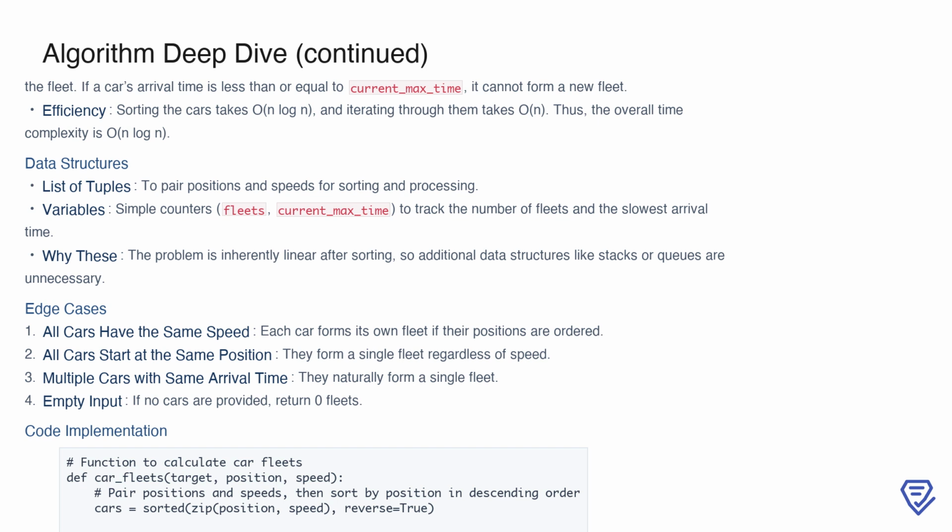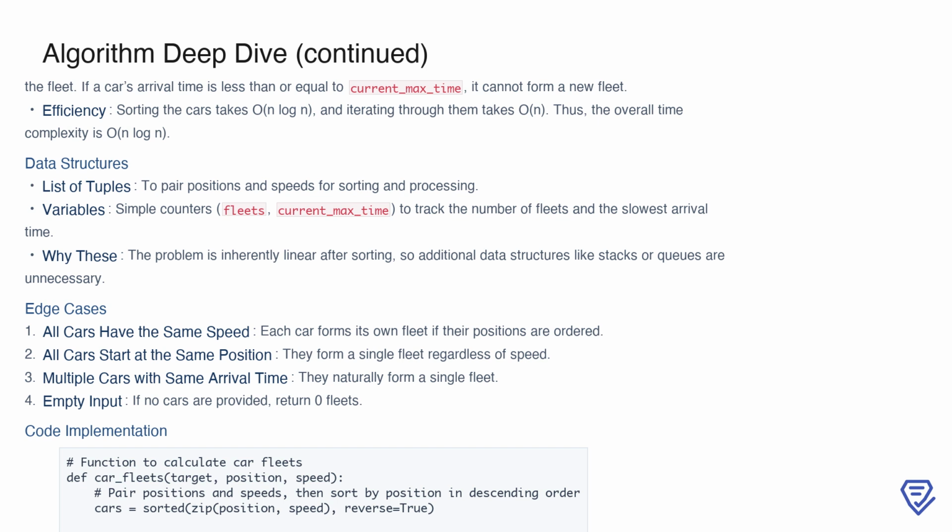The time complexity is O(n log n) due to the sorting step, and the subsequent iteration through the cars is O(n), resulting in an overall complexity of O(n log n). The space complexity is O(n) for storing the list of car tuples.